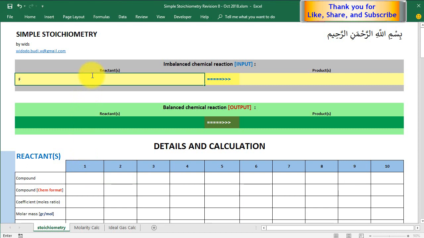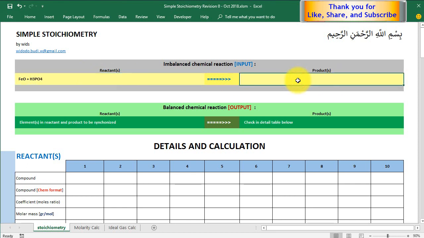We can type, for example, iron oxide plus phosphoric acid, alright, the reactants, and the product, iron phosphate plus water.